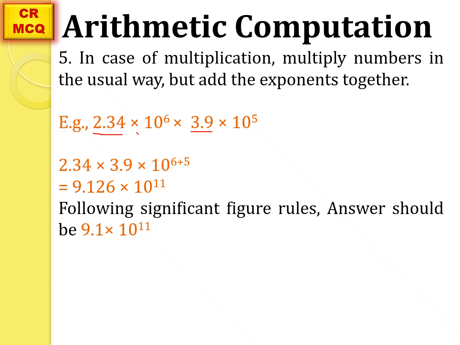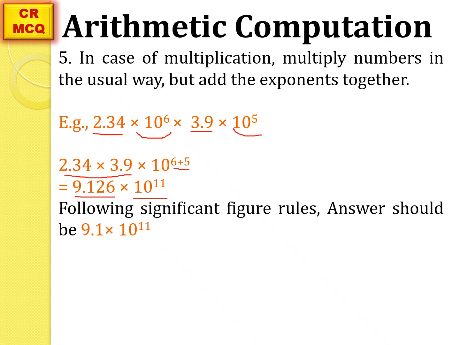Then whatever are the exponential terms, you are to just sum the powers of these two. So after multiplying these terms as they are, you will get the answer 9.126 and you are to take the sum of these two powers. That is 6 plus 5, that is 11. Okay, so you are to write your answer like this. So you are to follow the rules.